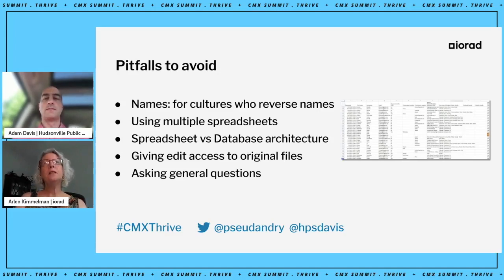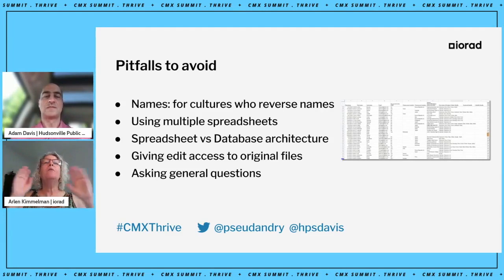Right. And this is an avoid page, so avoid using multiple spreadsheets. It's okay to have multiple tabs, more than multiple spreadsheets. Yes. Giving edit access to the original files, like I said, is a trust issue. And we were able to show you what my spreadsheet looked like because Adam was able to hide things and mask them for me.